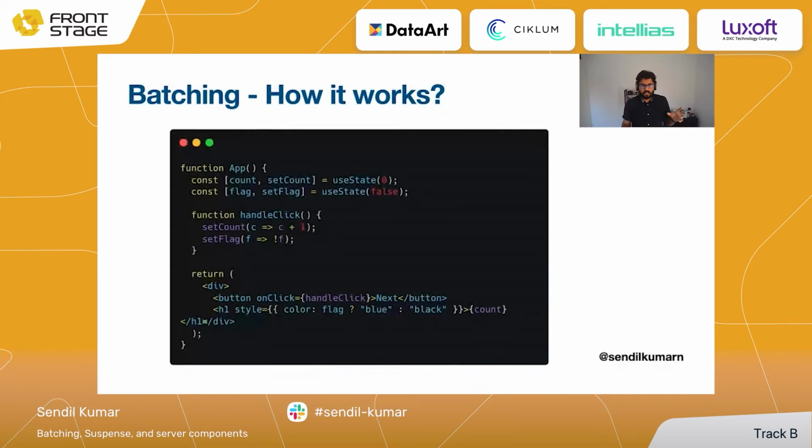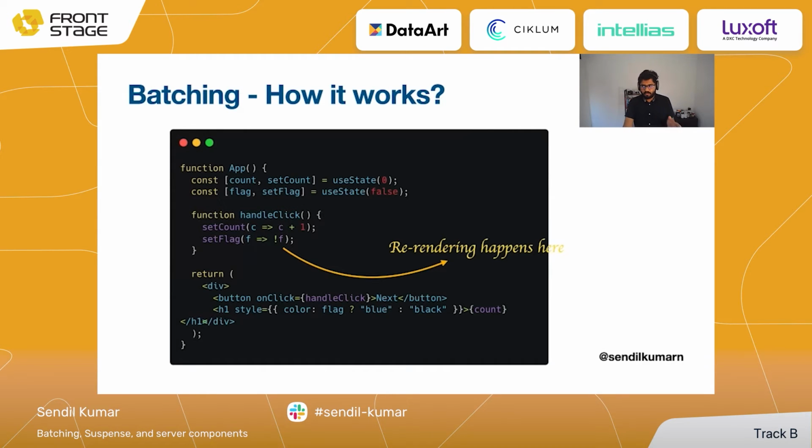So batching, how it works. In React 17, if you take a look at a simple component, this is a clicker component with an on-click handler. On click, it increases the state count and toggles a flag. Based on the state of the flag, it changes the color of that particular element. Now, when you do this, the re-rendering happens here. It calls the on-click, sets a count, sets a flag, and then combines these two together as a single transaction, and finally does the re-rendering for you.